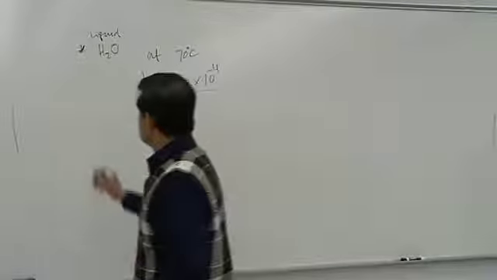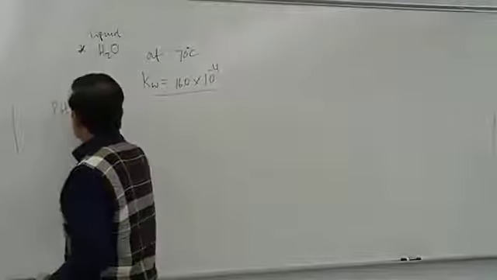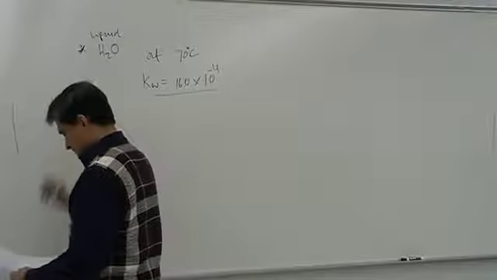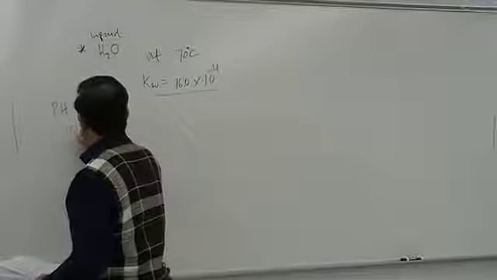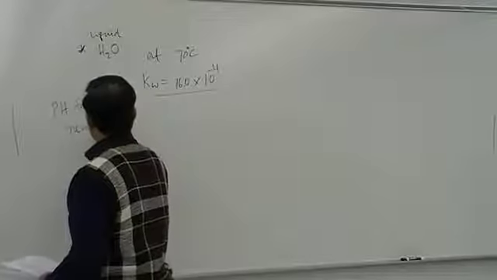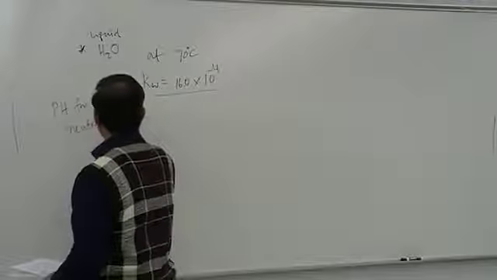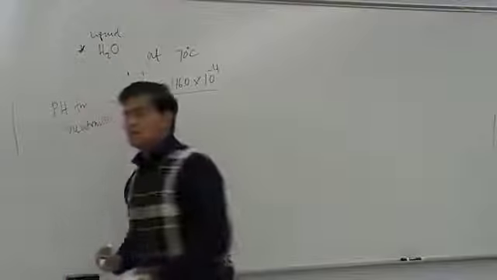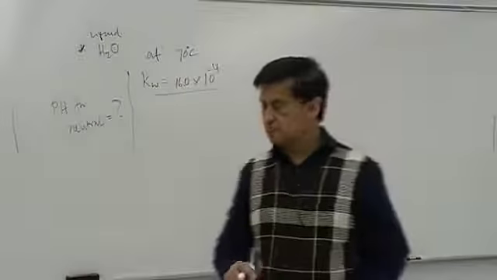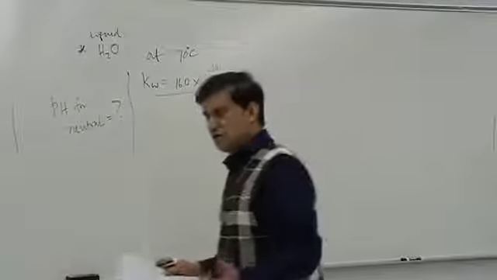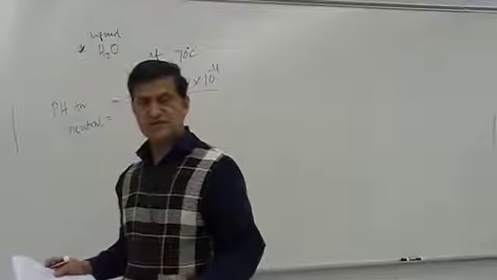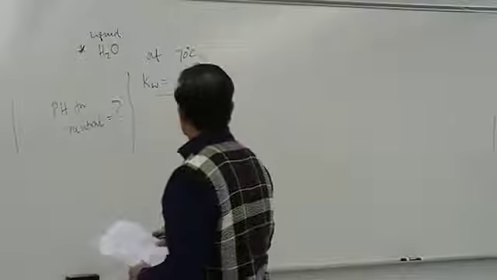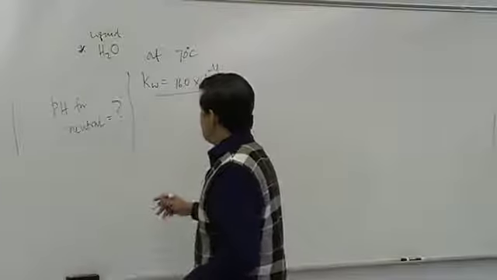So the question is, what is the pH for neutral? We're going to show you that calculation. At room temperature, we know that pH for a neutral solution is 7. Now we'll see at high temperature what kind of value we get.